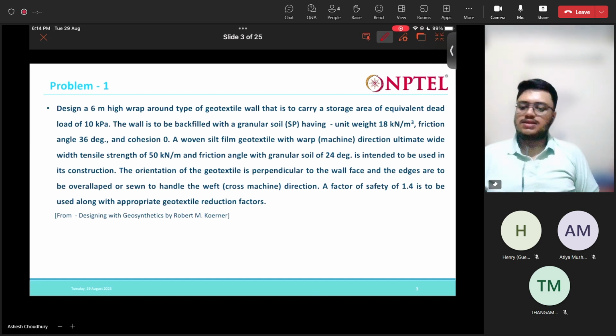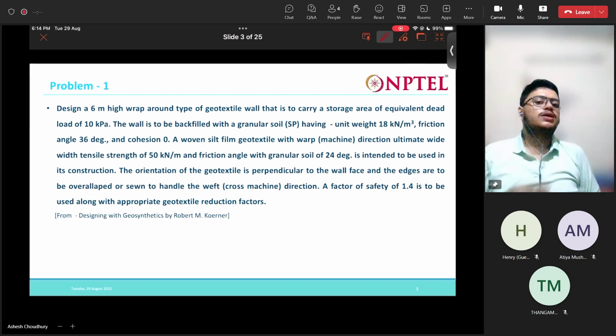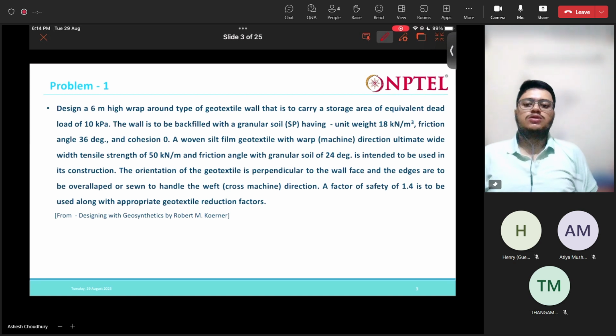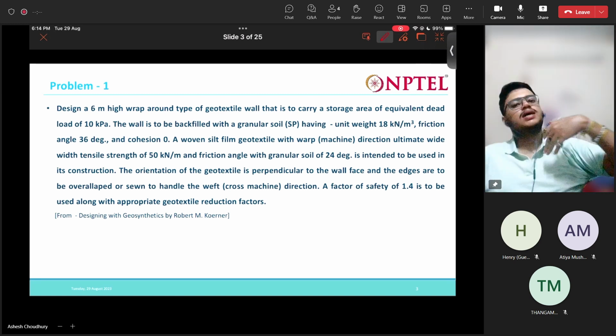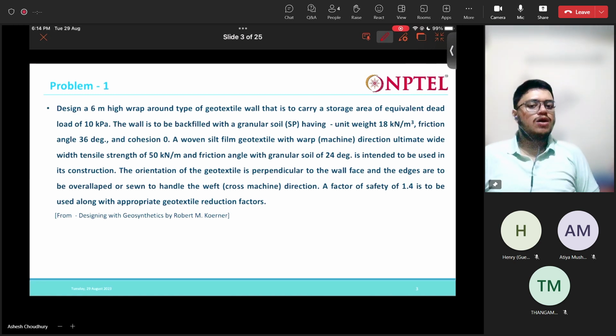You can consider that it is constructed as a roll, right? The direction along which the geotextile is formed in the machine, and then it is rolled, passed through the machine and kept on rolling. That direction along which it is constructed is nothing but the warp direction. And the other direction, the shorter dimension, that is the width, is the weft direction. So one is the warp direction and another is the weft direction.